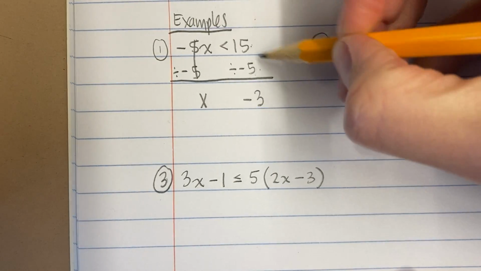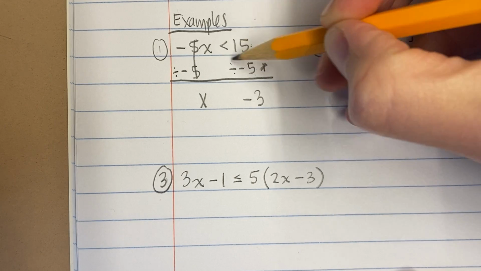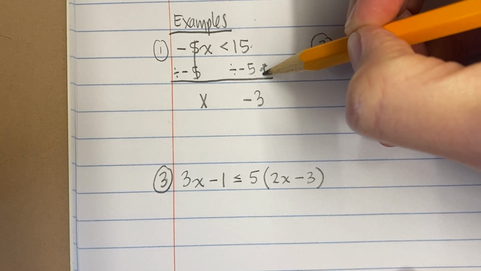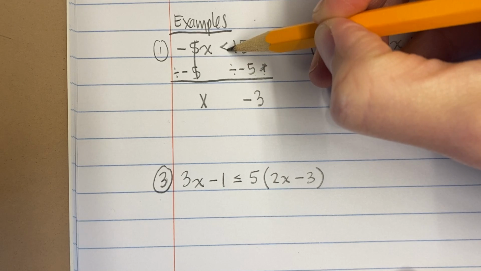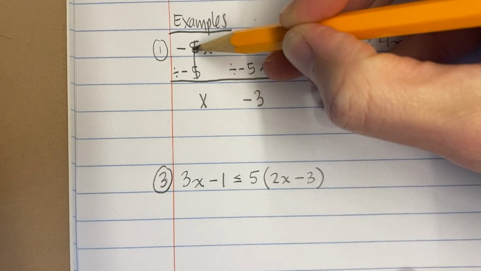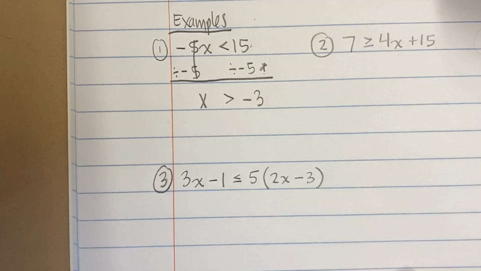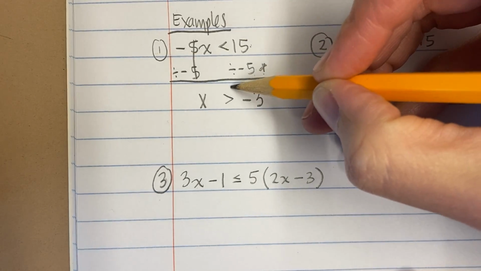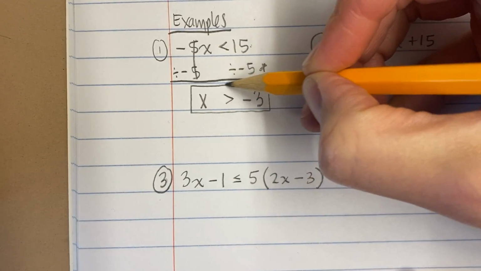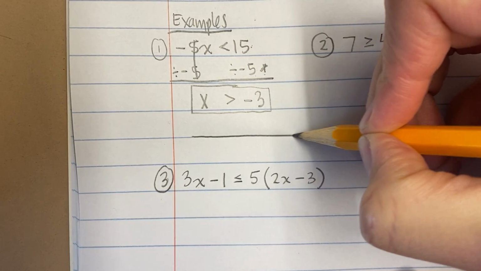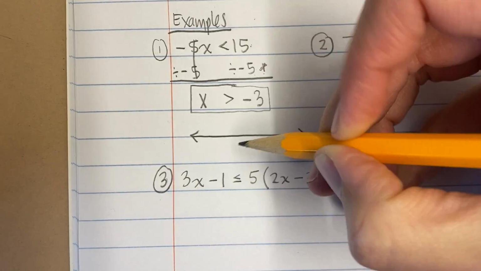Now here's what I need to remember. Here, I just divided by a negative number. If I multiply or divide by a negative number, this sign flips around. So right now, it's pointed to the left, so I need to flip it around so it's pointed this way. So this would be my answer. And when I go to graph that, it would look like this.